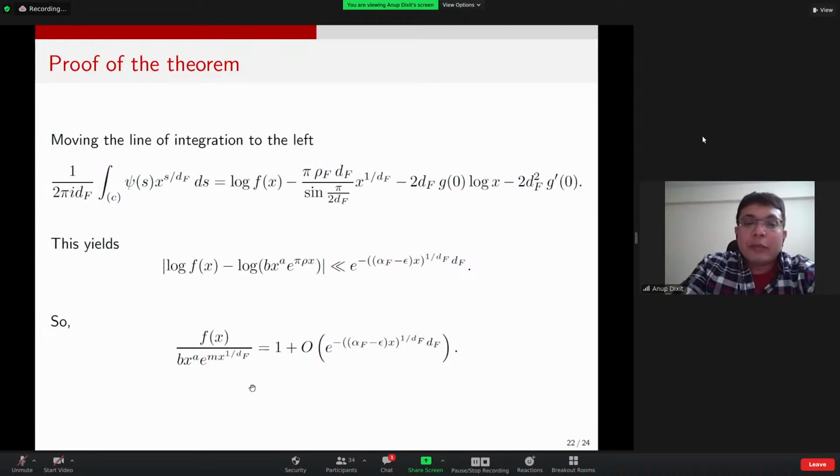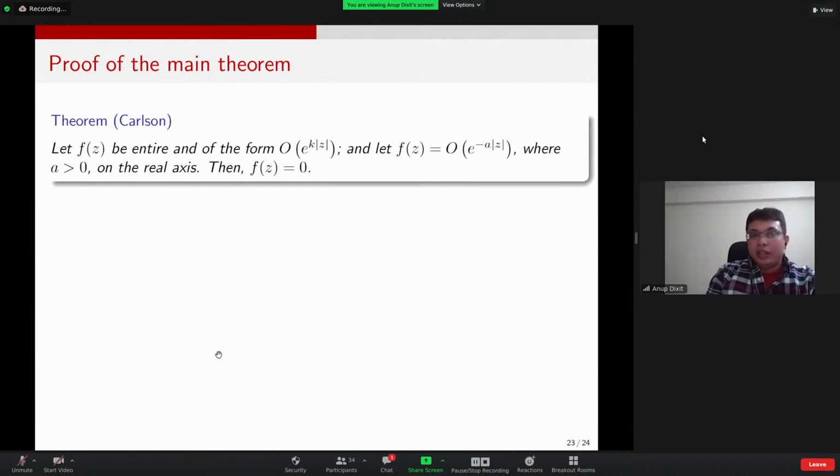So what we have obtained here is that my f of x is very, very close to being this particular type of a function. And remember that we are in the region x greater than 0 on the real line, and f of x is very, very close to being a constant times x to the power of this times e to the this. Okay, so now we use a very nice application of Carlson's theorem.